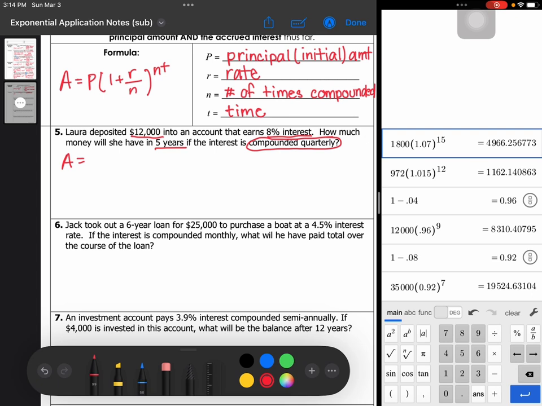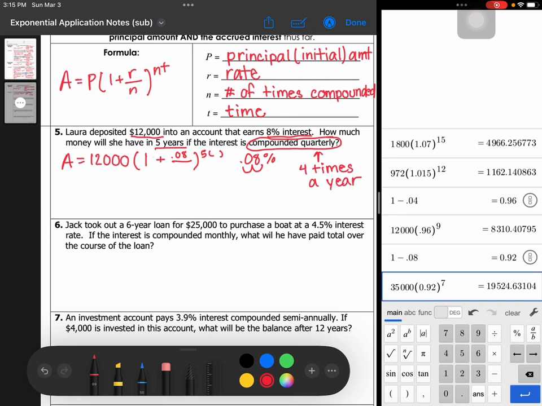We know our principal amount, the starting amount, is $12,000. That we see right away. Then we also see our rate right away, so we can go ahead and convert that 8% into 0.08. Okay, we know that the T is going to be 5. But now we're just looking for the number of times it's compounded. So if something is compounded quarterly, that means it's compounded 4 times a year.